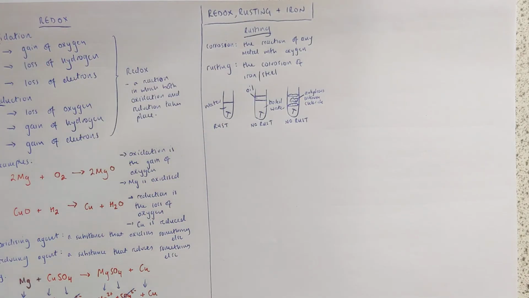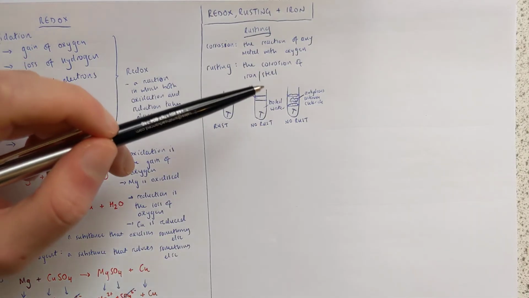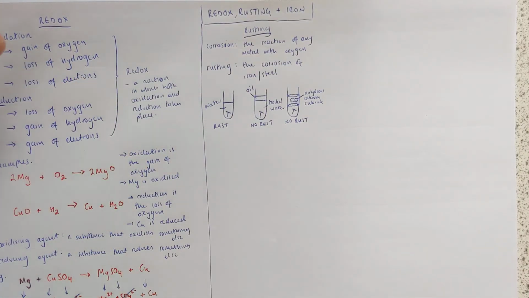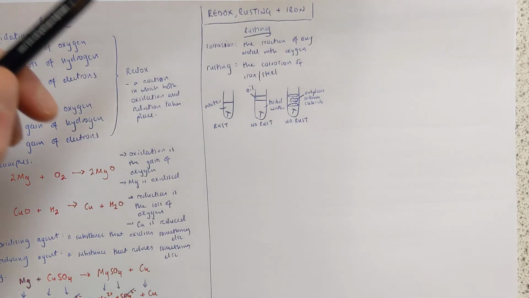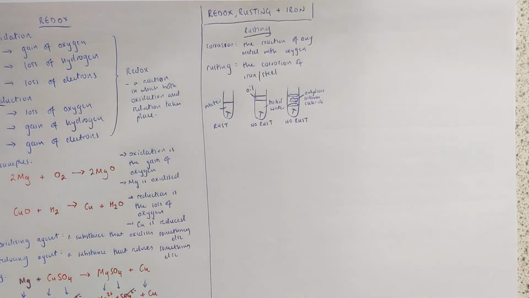In the second test tube, obviously we're exposed to water, but by boiling the water, we've removed any dissolved oxygen in that water. And the layer of oil on top prevents any oxygen dissolving back into the water. We don't get rust, which proves that if we just got water by itself without oxygen, we don't get rusting.